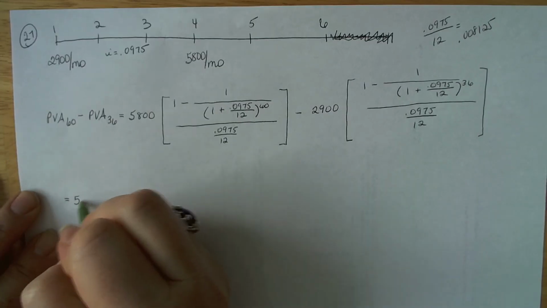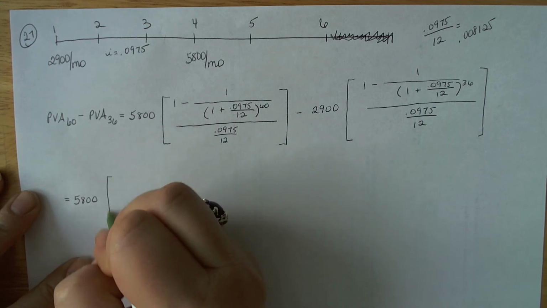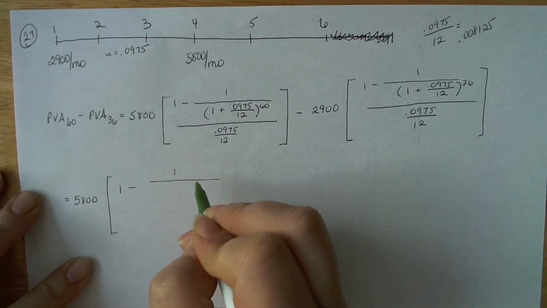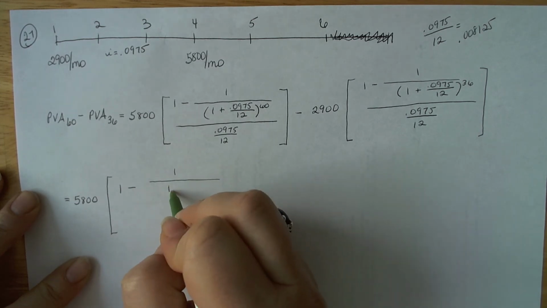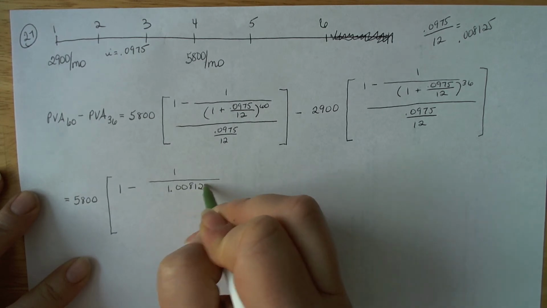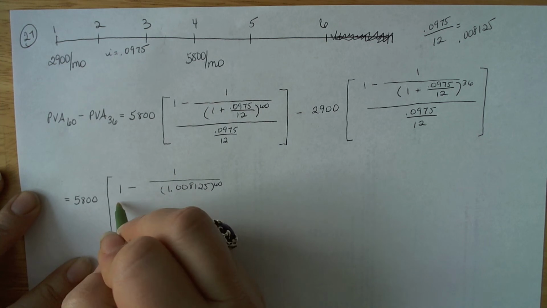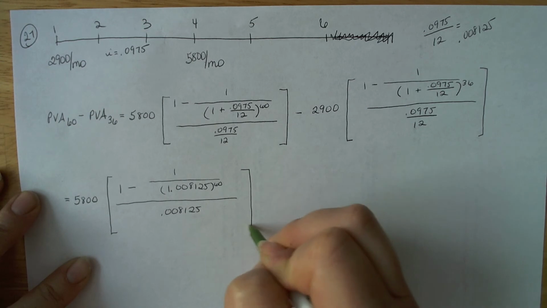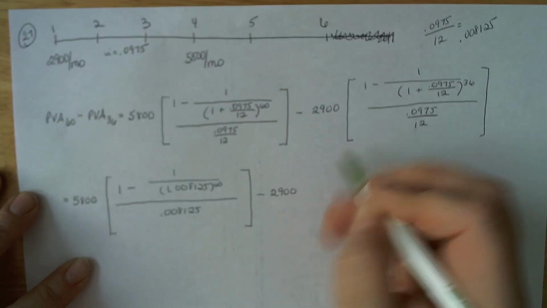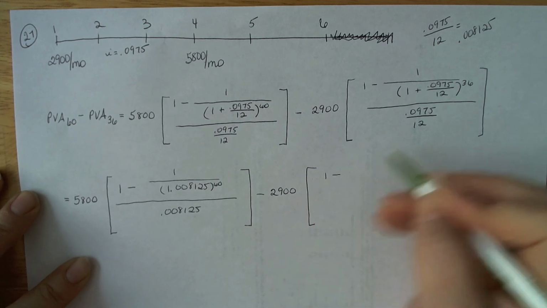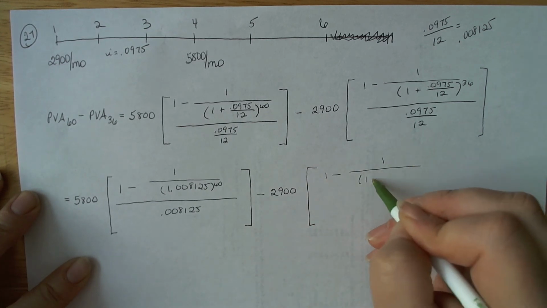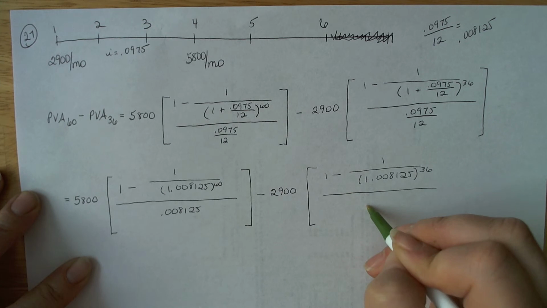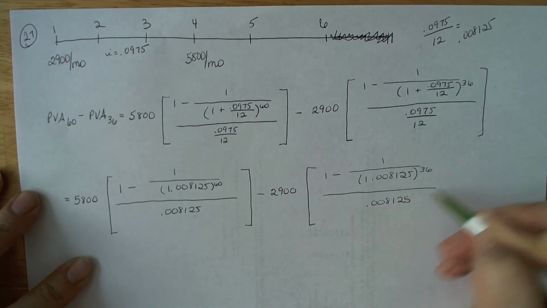All right, so let's do this. 5,800 times 1 minus 1 over 1.008125 raised to the 60th, divided by 0.008125, minus 2,900 times 1 minus 1 over 1.008125, here we're just raising it to the 36th, divided by 0.008125.